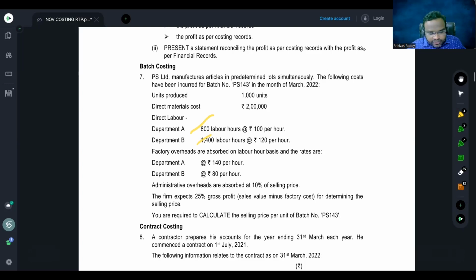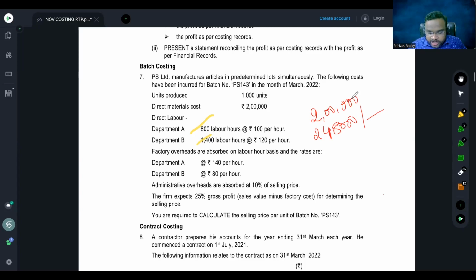Now, if we come to direct material cost, how much amount? 2 lakhs. Direct labor, Department A, 800 into 100, 80,000. Department B, 1400 into 120, 1,68,000. So put together 2,48,000.